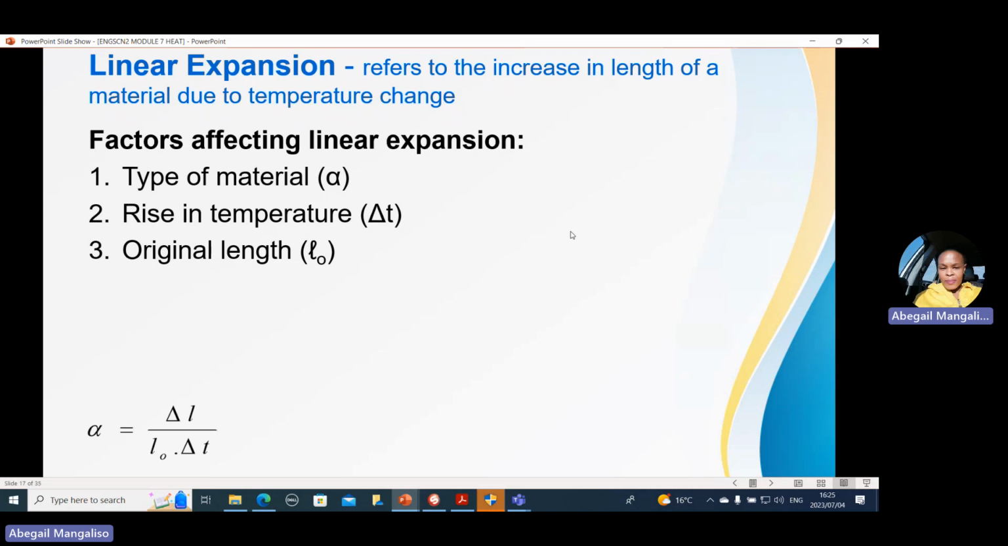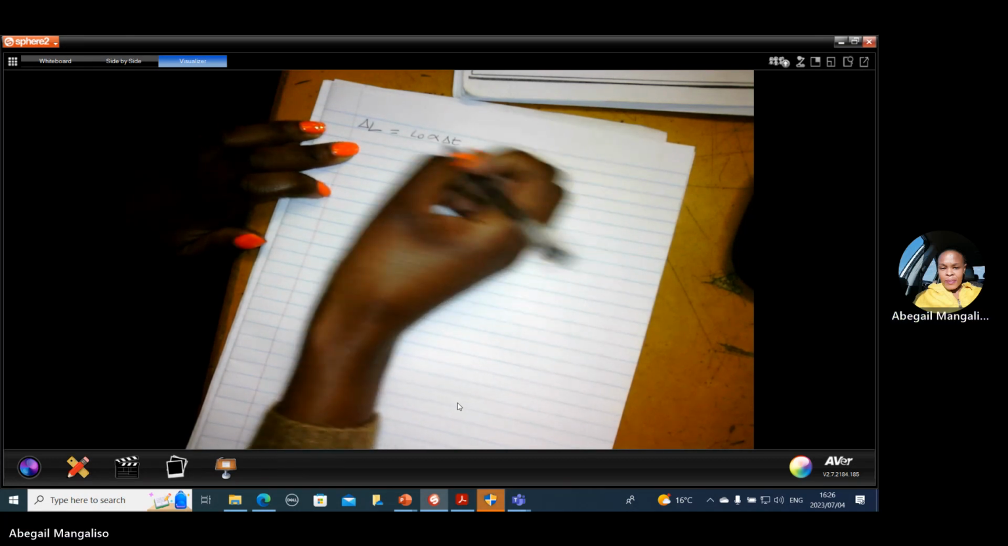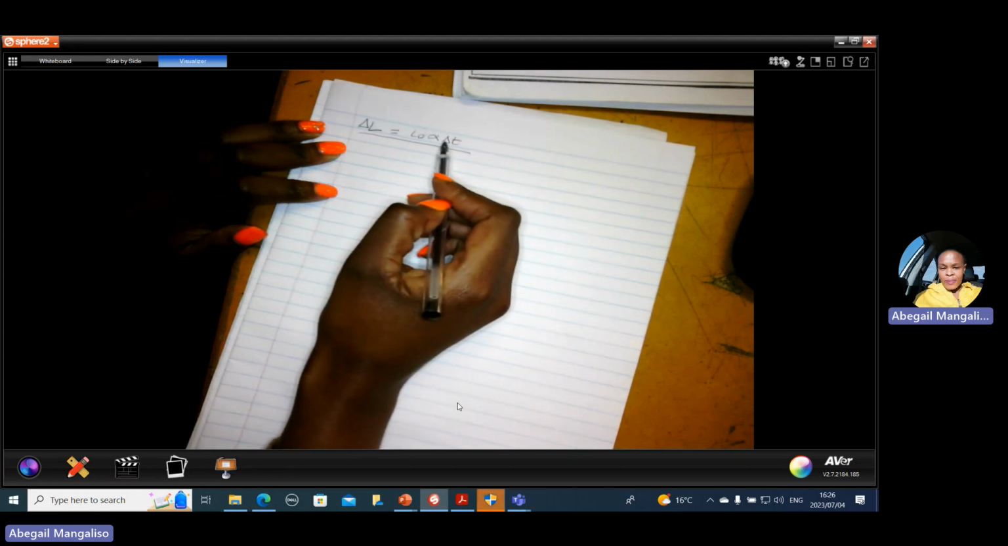The symbol that we are using for increase in temperature is delta. The same symbol we're going to use for increase in length, it will be delta L. Have a look at this. Three factors affect delta L, the increase in length. It can be increase or decrease. It depends on the original length, type of material, and rise in temperature. So this formula will be given in exam.